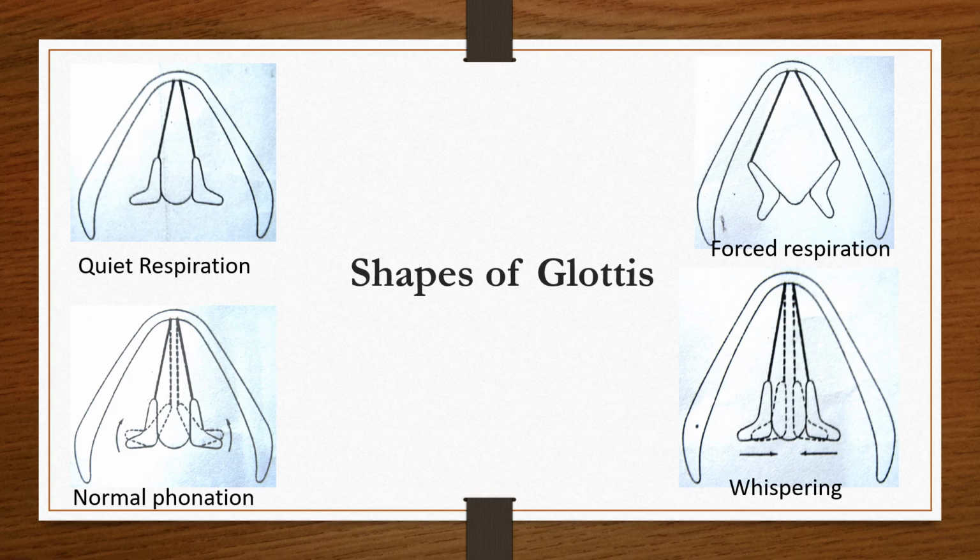In quiet respiration, it is pentagonal in shape. In forced inspiration, the 2 arytenoids move laterally, so it becomes diamond shaped. In normal phonation, there is adduction of the vocal cords, so it becomes inverted funnel-like in shape, and in whispering it becomes a very narrow chink.